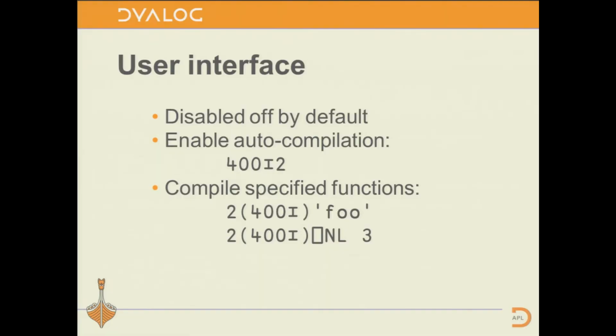What we have at the moment, just for testing purposes, is an iBeam interface to control whether the compiler kicks in automatically. As I say, you can enable it so that every single time you fix a function, it will run in the background and try to compile it without asking you. Yes?